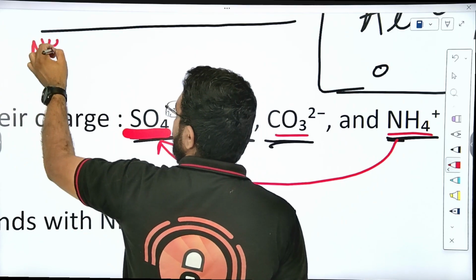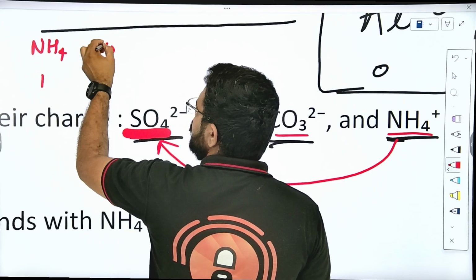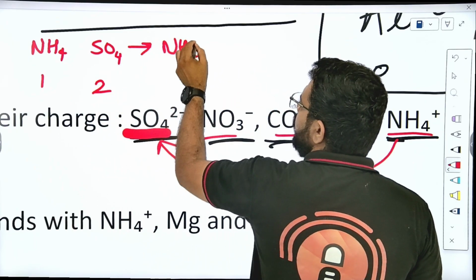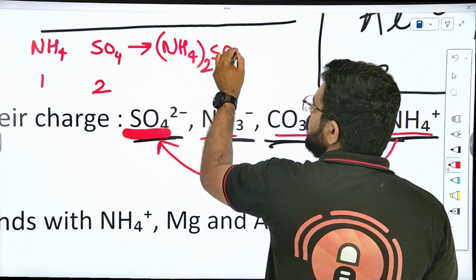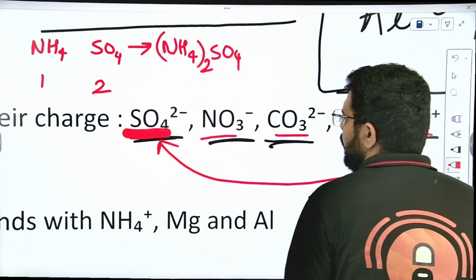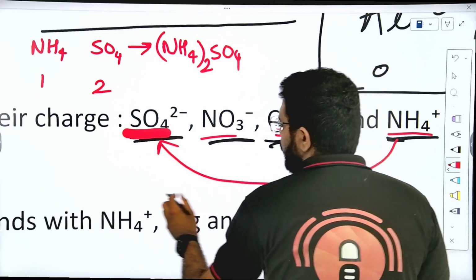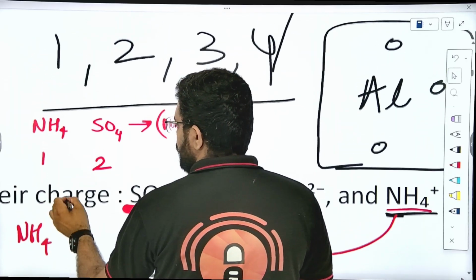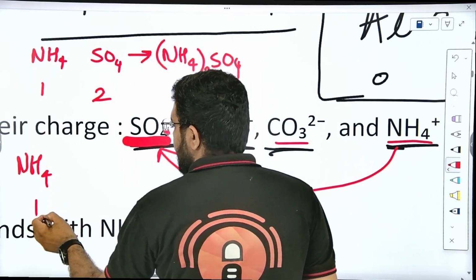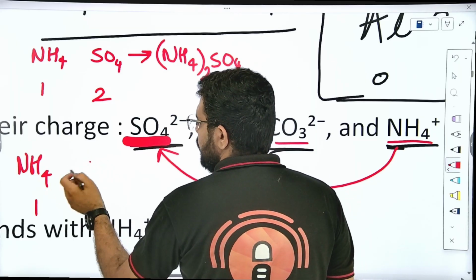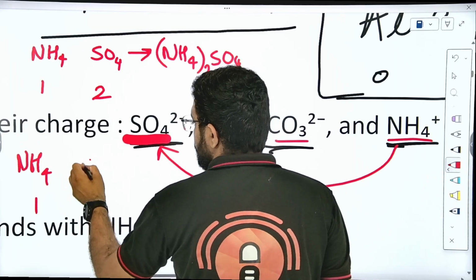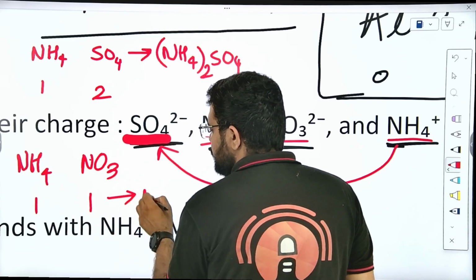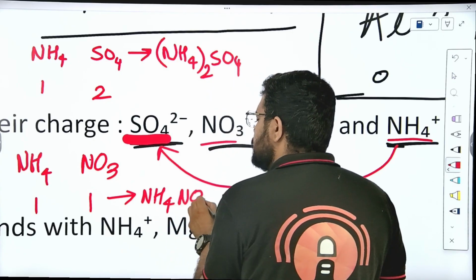I have NH4, which is 1. I have SO4, which is 2. So the formula becomes NH4 twice SO4. Okay. Now, if I wanted to write NH4 plus, right, or I'll write just 1 over here, and if you want to write NO3, I will write 1 over here. So the formula becomes NH4NO3, right?